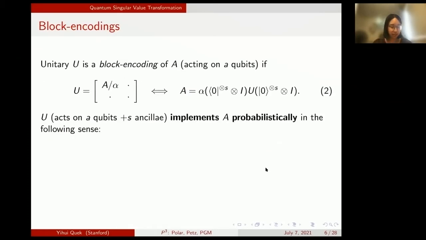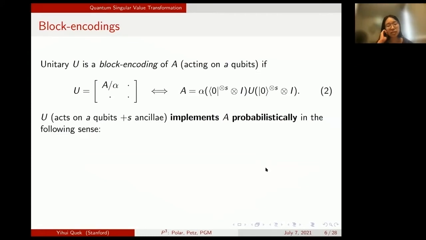We say that a unitary U is a block encoding of A if the unitary has its top left-hand block equal to A, and sometimes we allow a division by some scalar alpha. The reason for this is that in order for something to be a block of a unitary, it has to have operator norm less than 1. However, we are able to do this kind of transformation even for A having operator norm greater than 1. And the way we do it is that we divide all the entries of A by alpha first.